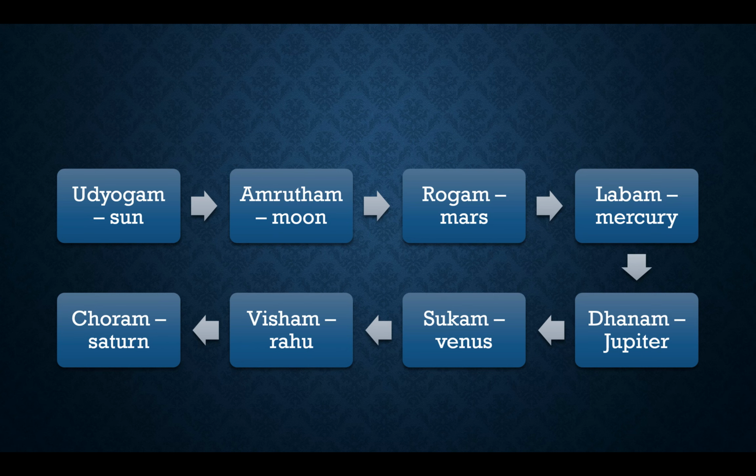Choram by Saturn. Visham is somewhat similar to Pambu in Jamakol. That is what we have given as Ragu. Here, Ragu also involves Ketu in it. The snake later got separated into Ragu and Ketu, but it is one initial body, that is Ragu. It is called Visham, meaning poison. Sukam is Venus, and Dhanam means Jupiter.